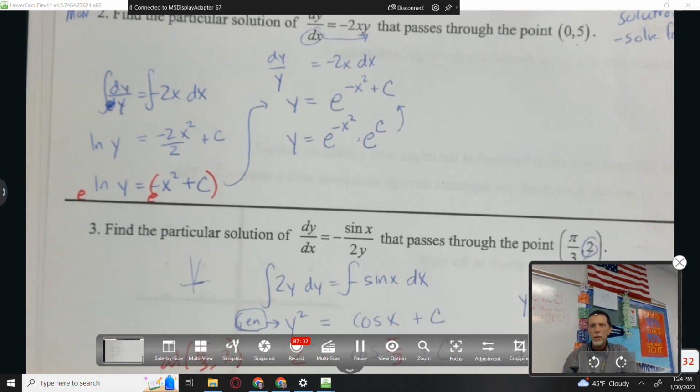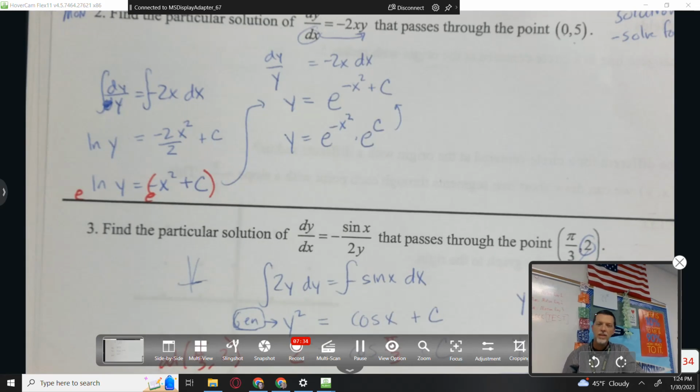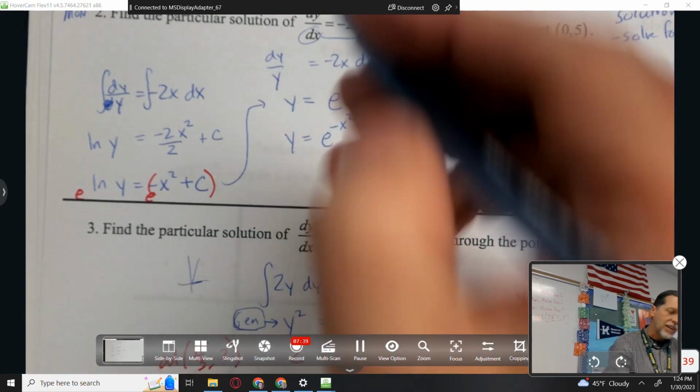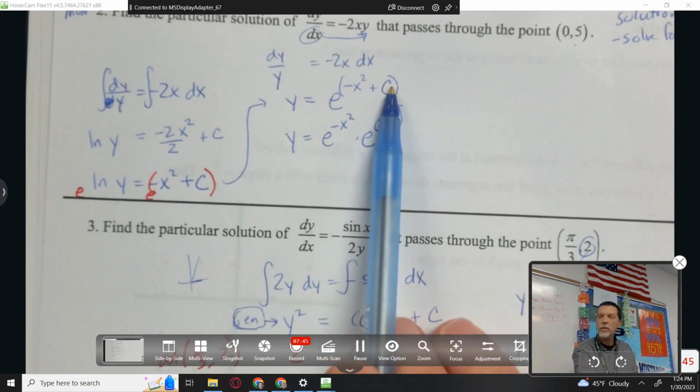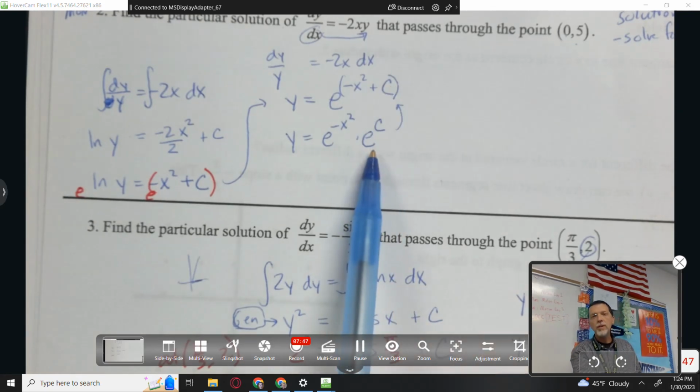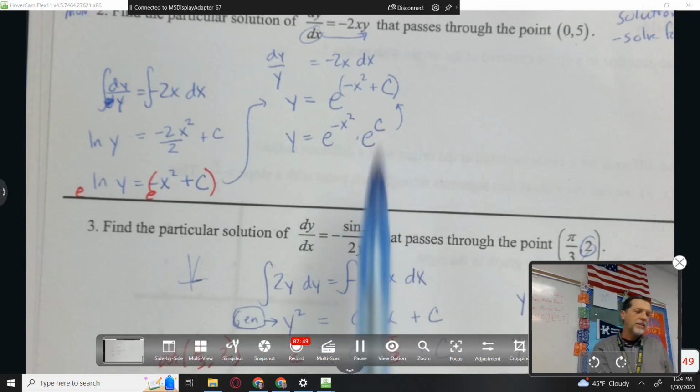So the c is in the exponent. It's not separated from all that. This c is in the exponent. Maybe that helps. Yes, that c is in the exponent, which means we could rewrite it as times e to the c.